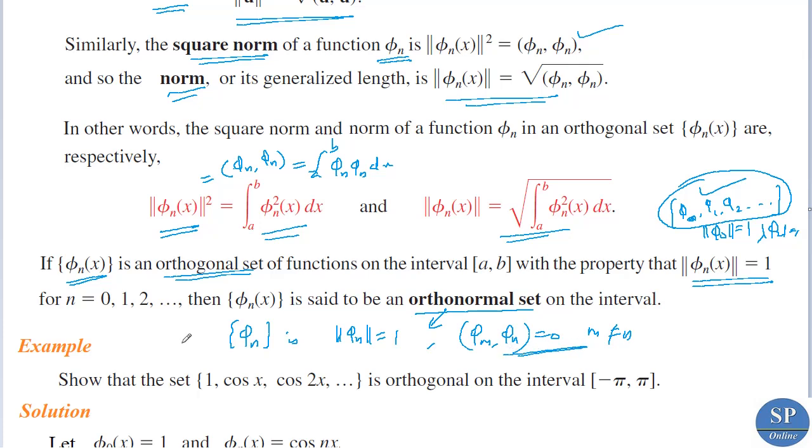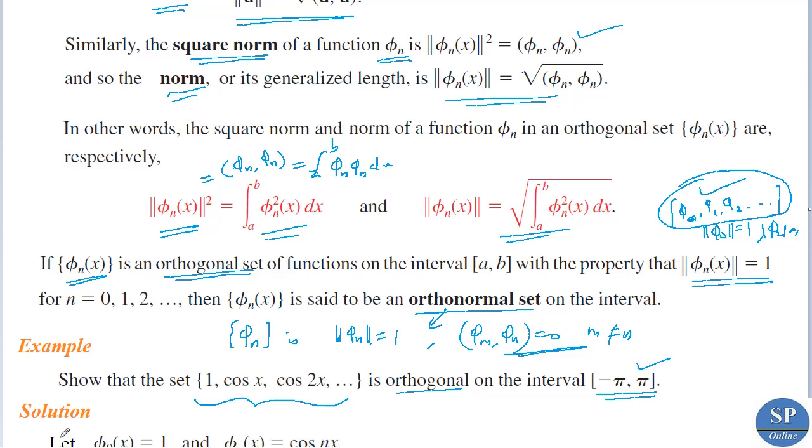Now we can discuss an example. Show that the set 1, cos x, cos 2x, cos 3x, etc. is orthogonal on the interval minus pi to pi. So here the interval is minus pi to pi, and we have to show that this set is orthogonal. That means if you take any two functions from this set, then they are orthogonal.